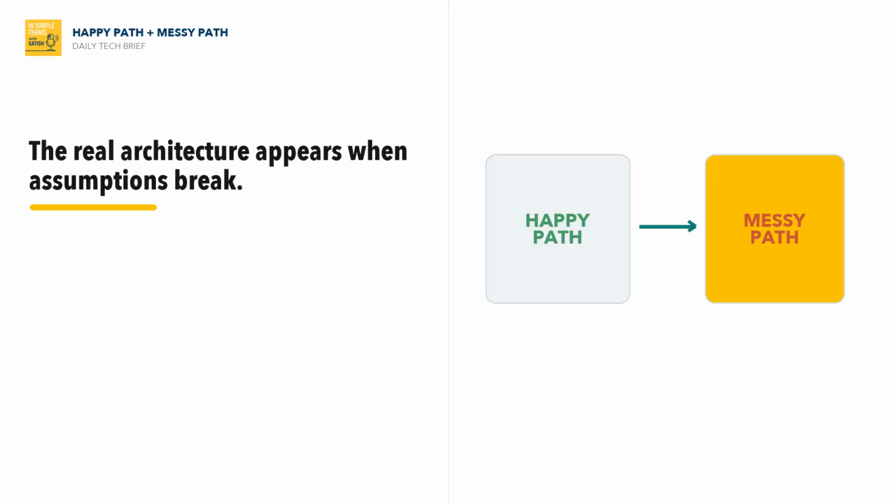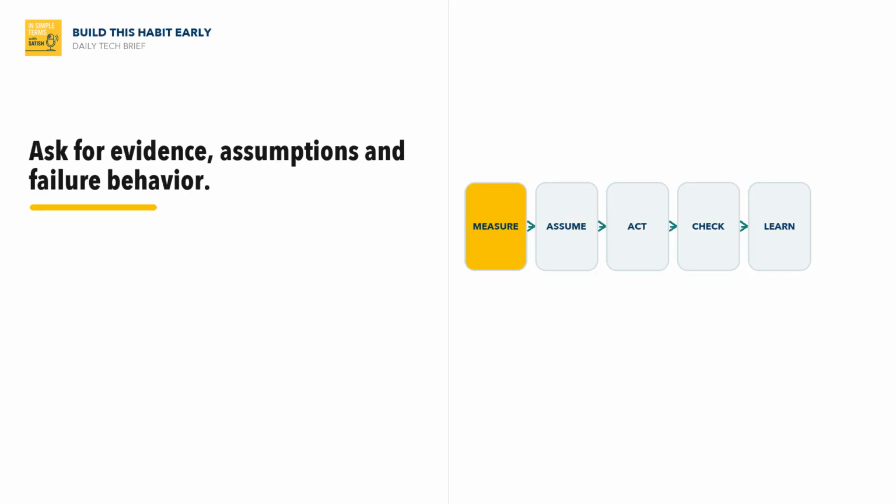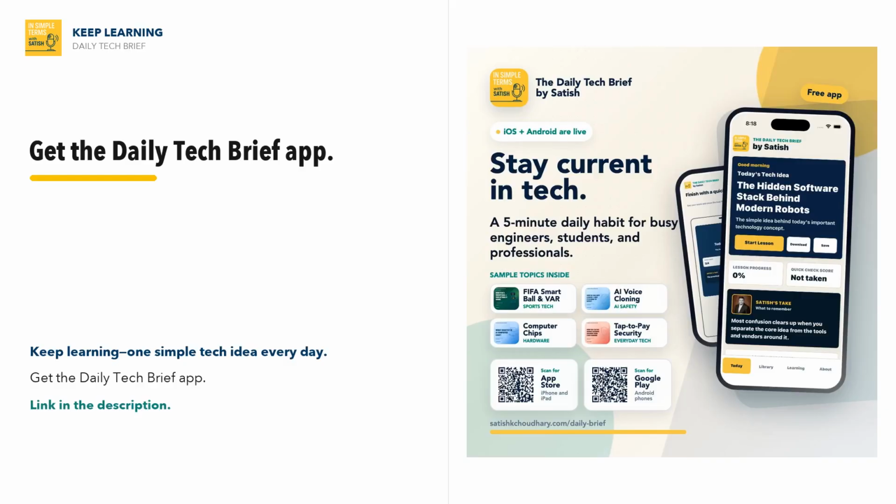That is why good engineering explanations should include the happy path and the messy path. The messy path is usually where the real architecture becomes visible. For students, this is the habit to build early. Do not only ask what the technology does. Ask what evidence it uses, what assumptions it makes, and what happens when those assumptions break.